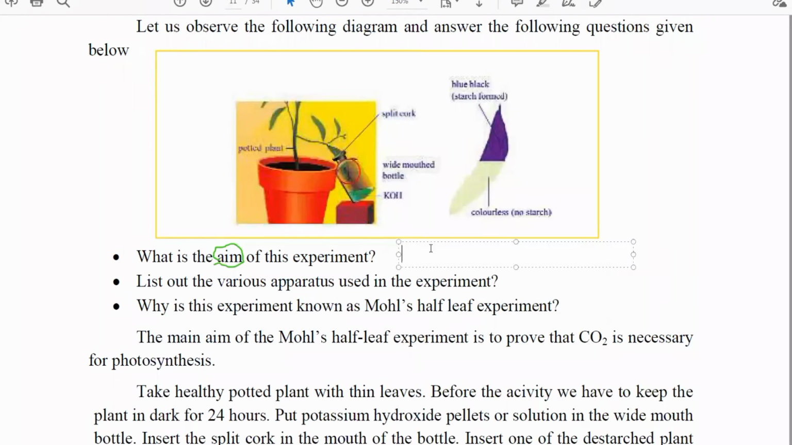Now here I will write: the main aim of this experiment is to prove that CO2 is essential for photosynthesis. So this is the main aim of the experiment.